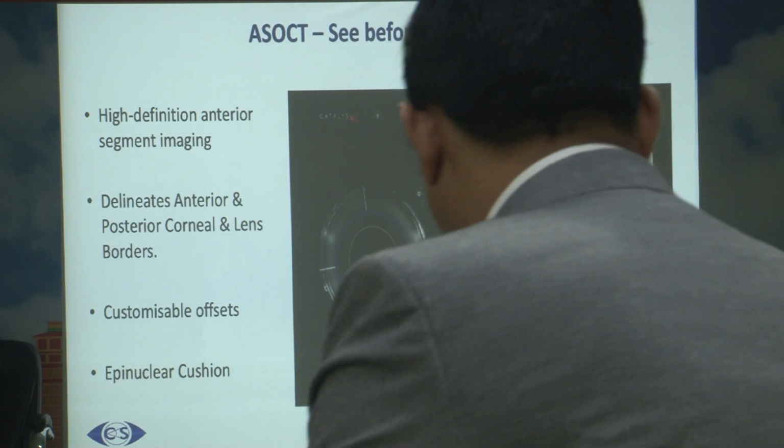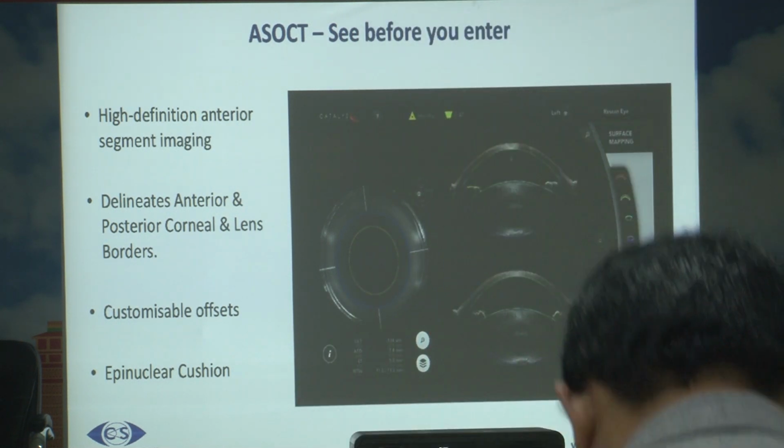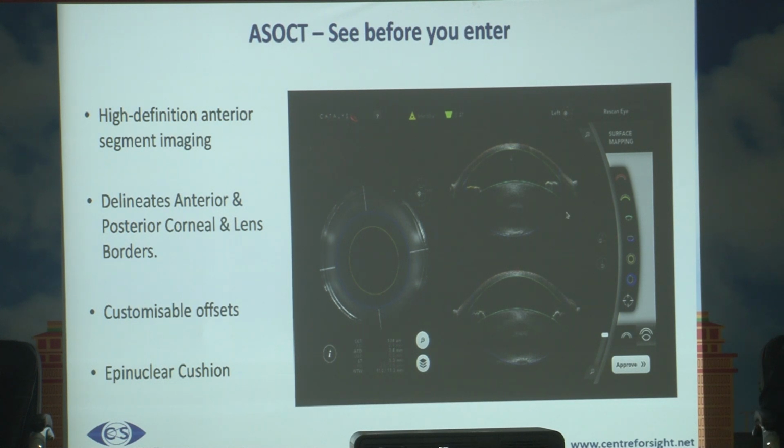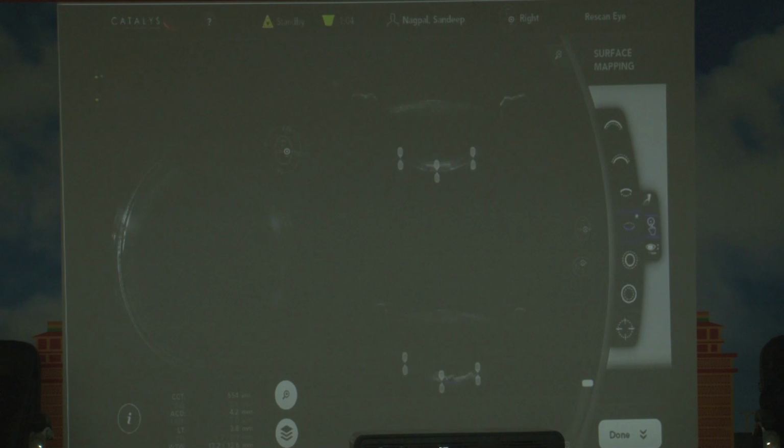The anterior segment OCT helps you see before you enter. What I want to show you here is this area. This is a posterior polar cataract which can easily be seen, and you can see that the capsule is discontinuous here. So pre-operatively we are able to say that this is going to have a pre-existing rent.